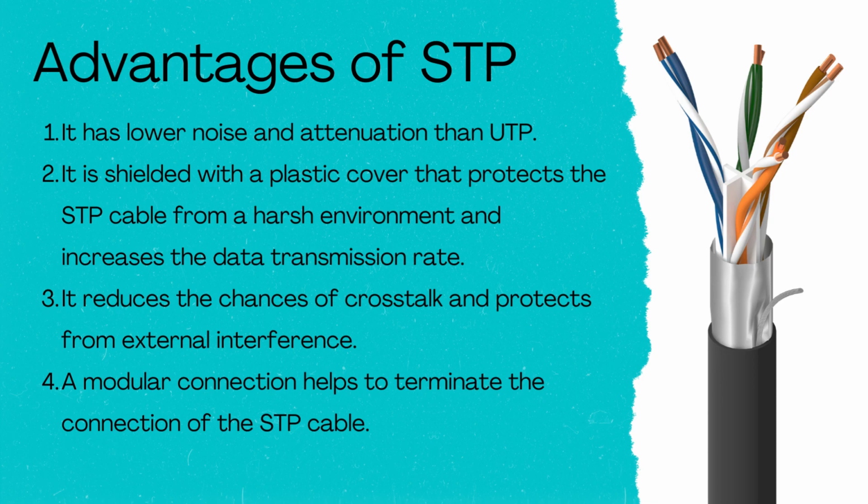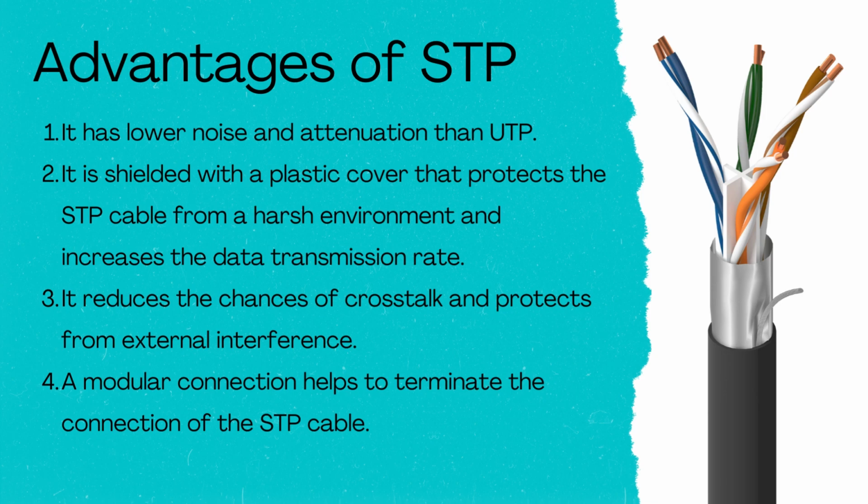Number two, protection from harsh environments. The plastic cover or the outer jacket of STP cable provides an additional layer of protection. So this means the outer covering shields the internal twisted pairs and the shielding layer from physical damage and exposure to harsh environment conditions. This protection is particularly valuable in industrial or outdoor settings where cables may be subjected to moisture, dust, or mechanical stress. The plastic cover also contributes to the improved data transmission rates by preserving the integrity of the cable.